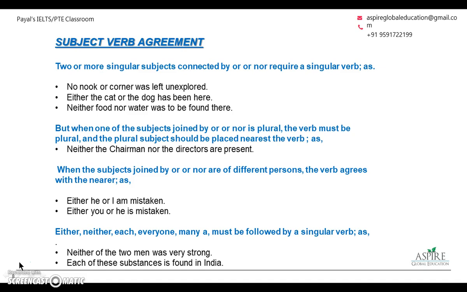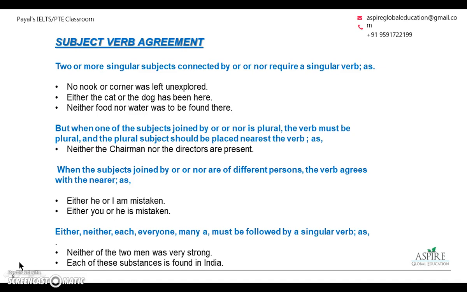When two or more singular subjects are connected by "or" or "nor", they require a singular verb because you're going to choose only one. No nook or corner was left unexplored, because it's either "either or" or "neither nor". So you're going to choose only one. That is why your singular verb will be used. Either the cat or the dog has been here, because you're going to choose only one, either the cat or the dog.